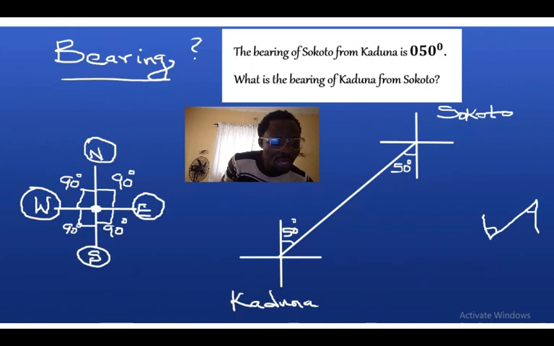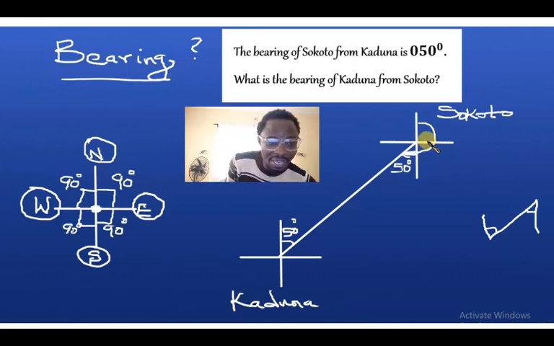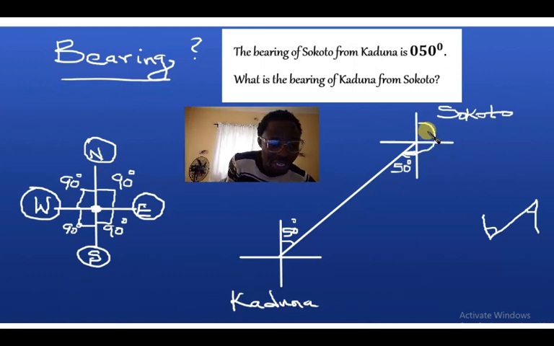Now, how do we find the bearing of Kaduna from Sokoto? Using the definition of bearing, we have to start our movement from north. Take the measurement of the angle from north until we hit the line that joins Sokoto and Kaduna together. That is the bearing we are looking for. So what is left now is for you to know how to do your reading.